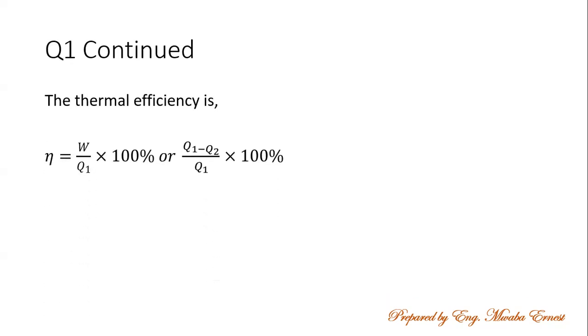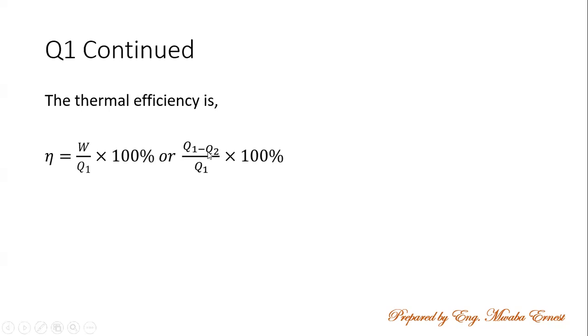So the formula for thermal efficiency is where we talk about, first of all, the net work divided by the heat coming from the source, everything expressed as a percentage. The other way is where you may decide to write it in this format. To find this work, it's the difference between Q1 and Q2, then Q1, being the source, is the denominator, everything times 100. That's how this is done.